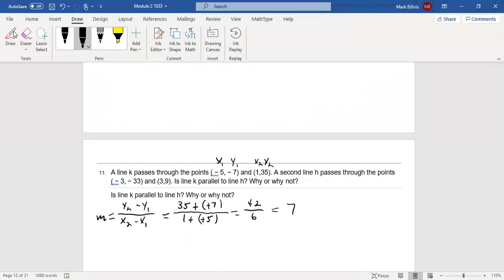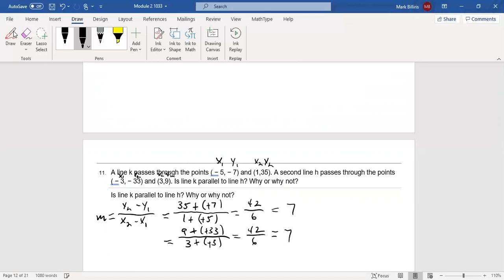So now I'm going to find the slope of the second line. So again, x sub 1, y sub 1, x sub 2, y sub 2. Plug it into our slope formula. So y sub 2 is 9 minus a -33. X sub 2 is 3 minus a -3. So again, we have double negatives. And 9 plus 33 is 42. And 3 plus 3 is 6. And 42 divided by 6 is 7.